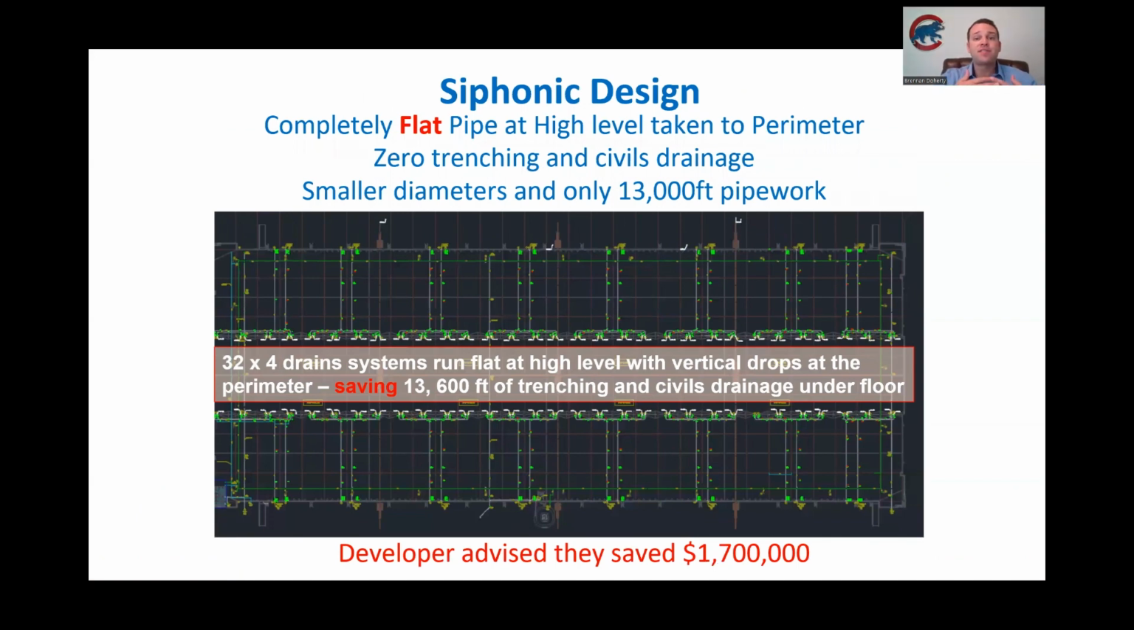With a siphonic solution running dead level flat, we're able to first collect pairs of those drains up at the roof level. So instead of having all these vertical drops, we could collect them up there and then finally eliminate all of that internal pipe work, all of that internal trenching to eliminate the site disturbance and eliminate the number of civil connections. The developer on this one said they saved $1.7 million. Keep in mind, again, this was a 1.1 million square foot warehouse, so a tremendous impact and a little bit different of a design with those internal roof drains.